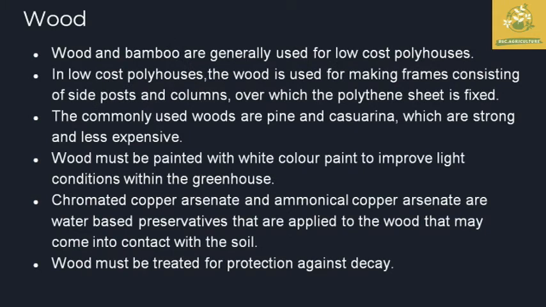First, the first constructing material, which is wood. Wood and bamboo are mainly used for the construction of low cost polyhouse or temporary polyhouse structures. The wood is used for making frames, composed of side posts and columns, to which the polythene sheet is fixed. The most common woods used for making low cost polyhouses are pine and casuarina, because they are strong as well as less expensive compared to other woods.